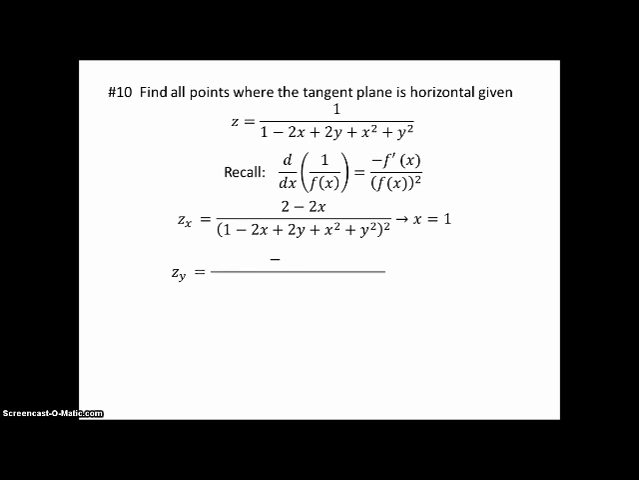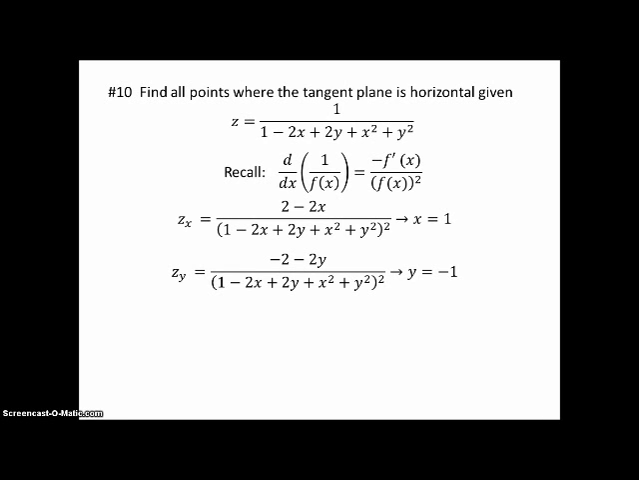Similarly, zy is the denominator squared on the bottom, and then the derivative with respect to y, treating x as a constant, would be 2 plus 2y, so we take the opposite of that for the numerator, negative 2 minus 2y, and this will be 0 when y is negative 1.